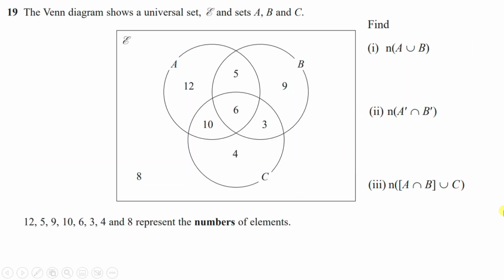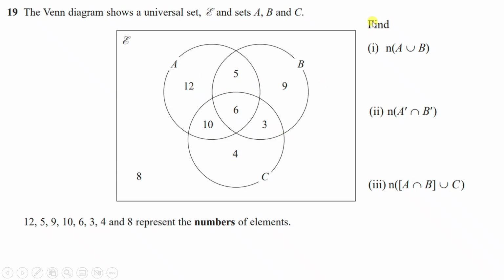Nice. Okay, number 19. So let's check it out. Here we've got a Venn diagram which shows a universal set E and sets A, B, and C. So that's what we've got over here. Now it tells us that these numbers represent the numbers of elements. So what that means is that, for example, if you look at 12, it's not the number 12, but in fact it's like 12 different elements inside. So you can think of 12 different things here. Same for the rest.